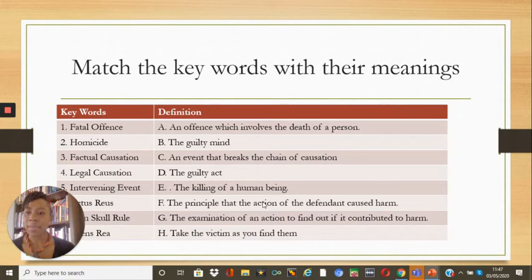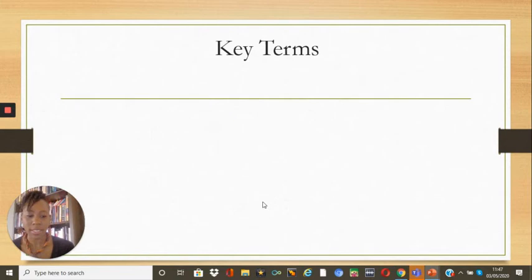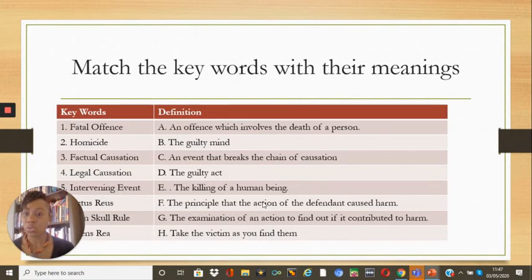What I want you to do is to pause the video and write down what you think the correct matches are. So for example, number one is actually correct, so I've given you that one. You'd write number one and A, because number one, which is fatal offense, is in fact an offense which involves the death of a person. But number two, I haven't given you, so your task is to find what is number two, what is homicide? Number three, factual causation, I haven't given you either, so you have to find the answer for factual causation.